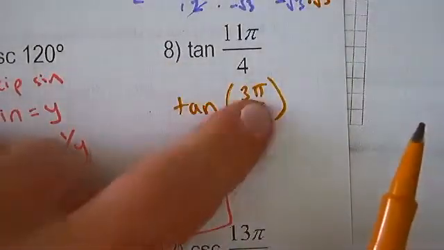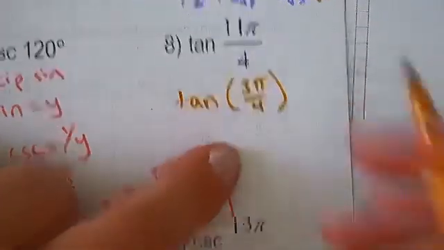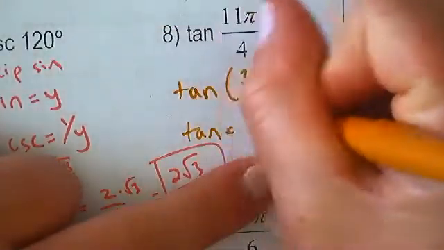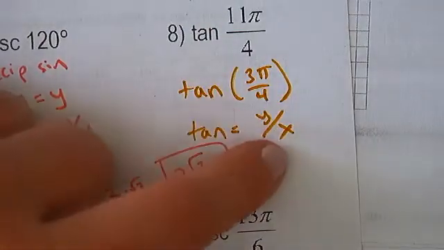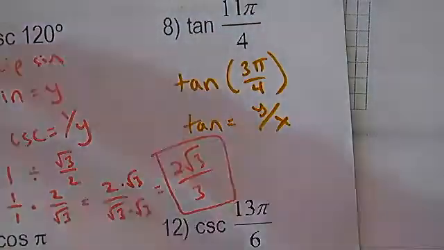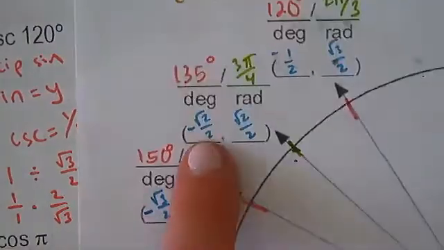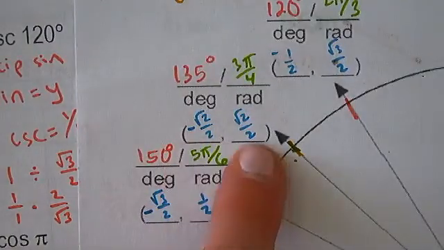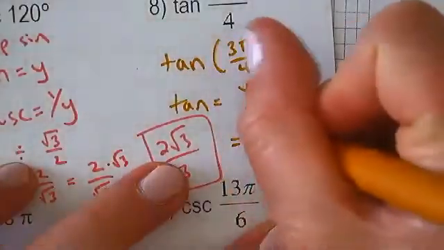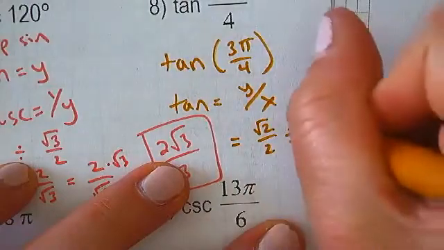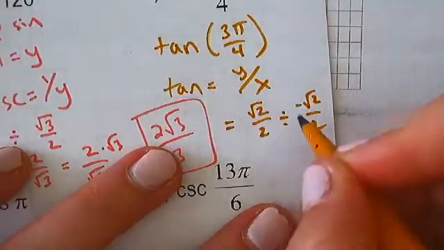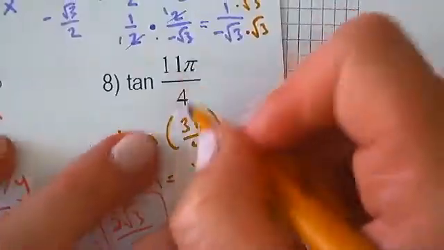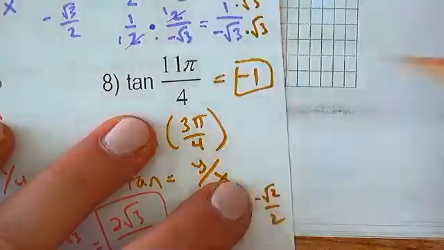Okay, so tan of 3 pi over 4. Well, tan is equal to y over x. So I'm going to divide the y value by the x value at 3 pi over 4. So at 3 pi over 4, here's my x and y. So I'm going to divide the y by the x. So root 2 over 2 divided by negative root 2 over 2. What's anything divided by itself? 1. So if there's a negative there, what is tan of 11 pi over 4 equal to? -1. Boom.